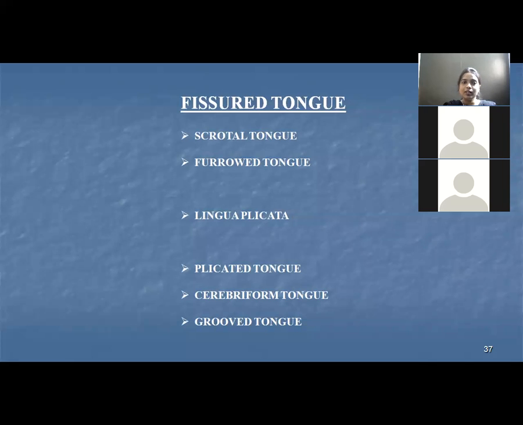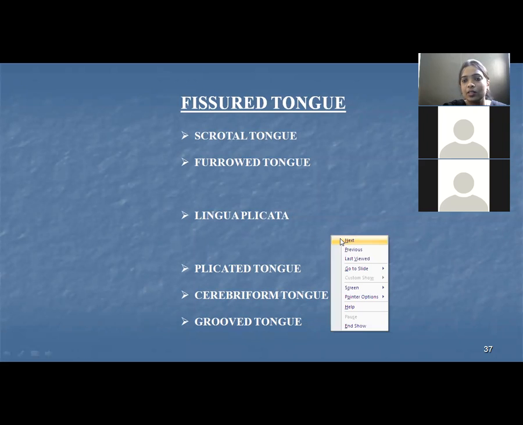Then cleft tongue. Cleft tongue is an anomaly in which there is a cleft present in the middle portion of the dorsal surface of the tongue. The next anomaly is the fissured tongue. Fissured tongue is also called scrotal tongue, furrowed tongue, lingua plicata, plicated tongue, cerebriform tongue, and grooved tongue. This is also asked in internal exams for short answer questions.